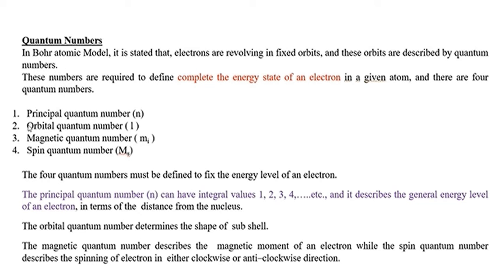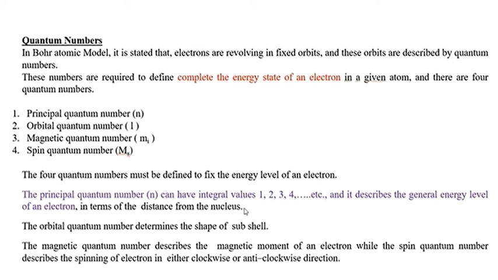So there are 4 different quantum numbers. We call them the principal quantum number, with notation simply n; the orbital quantum number, l; the magnetic quantum number, m_l; and the spin quantum number, m_s. We will describe these. The 4 quantum numbers must be defined to fix the energy level of an electron. We have so many electrons inside the atom, so we have to understand how they are changing and how they are developing.